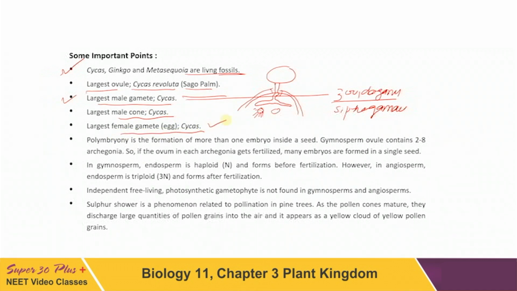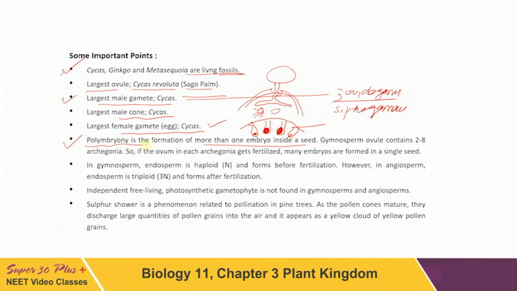The largest female gamete is also of Cycas. A very important point here is polyembryony, meaning formation of more than one embryo inside a seed. As I told you, this is the female gametophyte or endosperm. There are many archegonia, and in each archegonium one egg is lying. The egg will be fertilized and develop into a zygote, and the zygote will develop into an embryo. It means inside one seed there may be more than one embryo. It is called polyembryony.